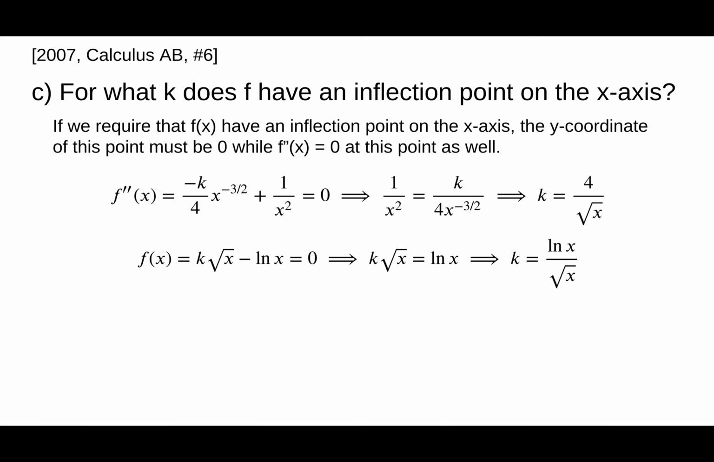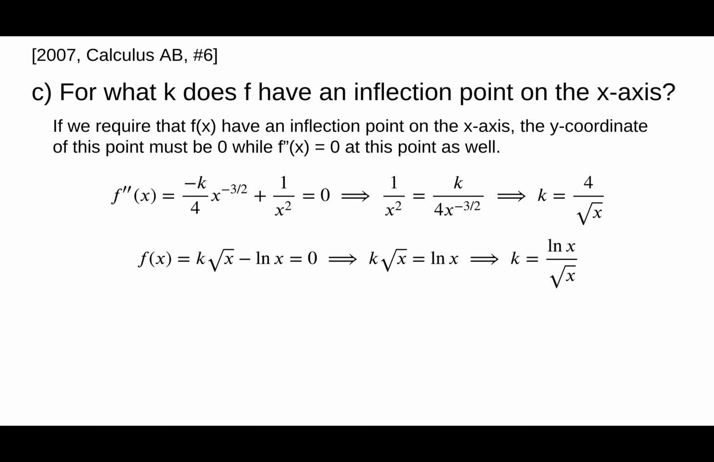The actual function f of x, k times the square root of x minus the natural log of x, if we want that to be 0, guaranteeing that the point is on the x-axis, well, that would imply that k times the square root of x is equal to the natural log of x, and therefore that k is equal to the natural log of x divided by the square root of x.